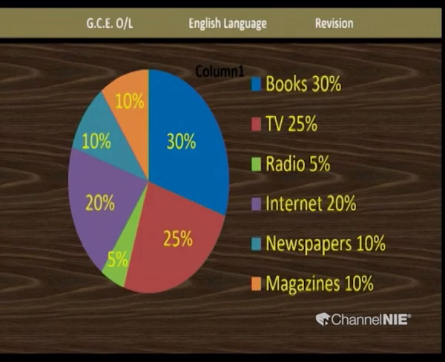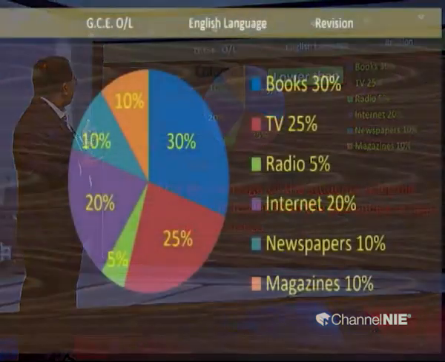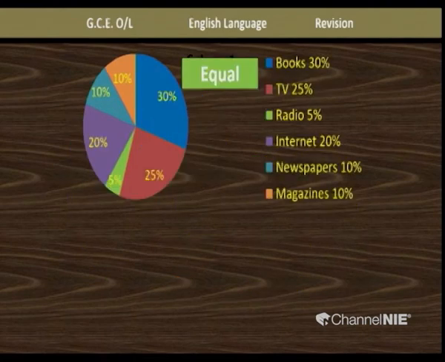You can compare in different ways according to the information available in the pie chart, or at the same time you can say the percentage of the students who listen to the radio is lower than the percentage of the students who read the newspapers. There are different ways of comparing things, and then you have to deal with the equal number.